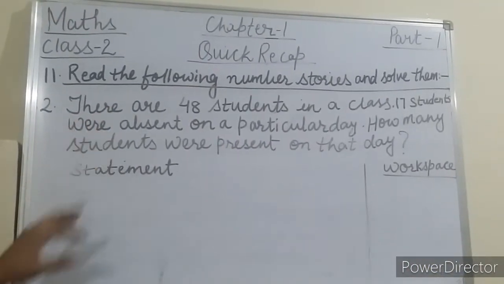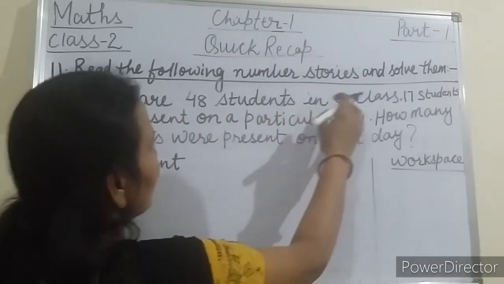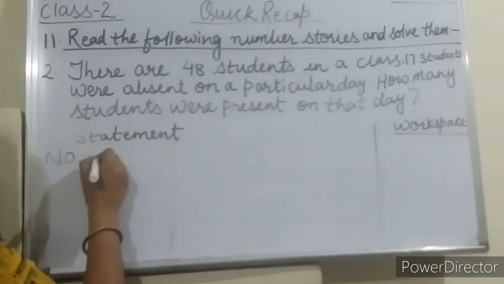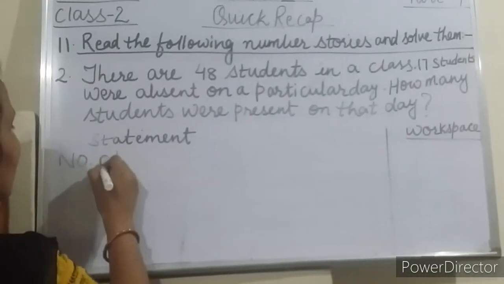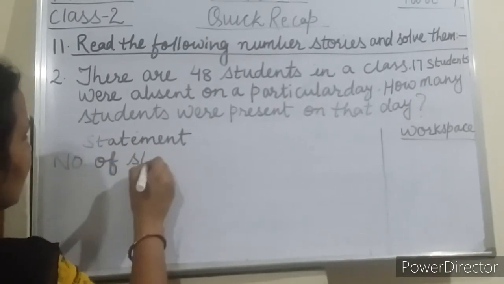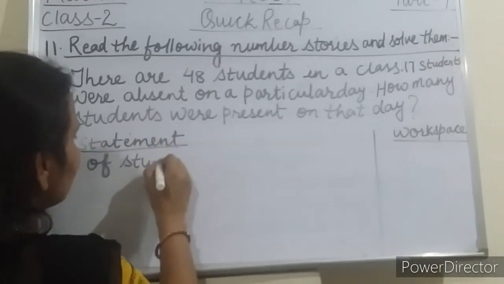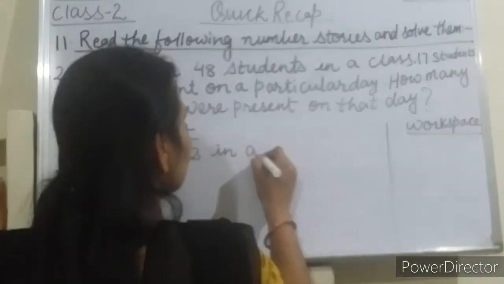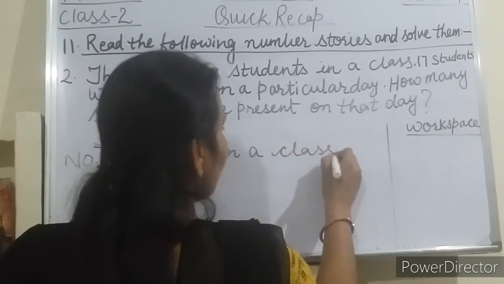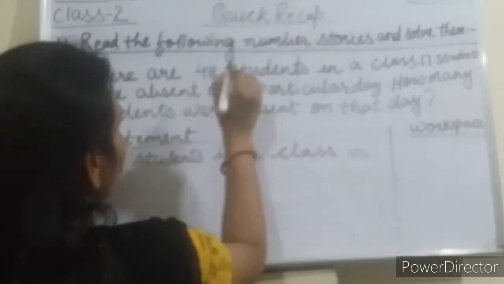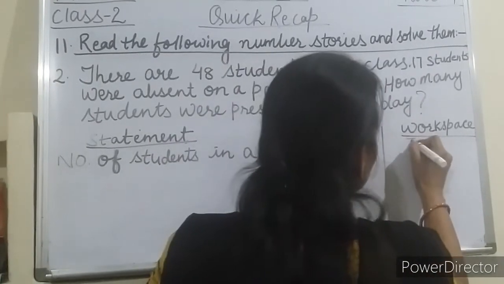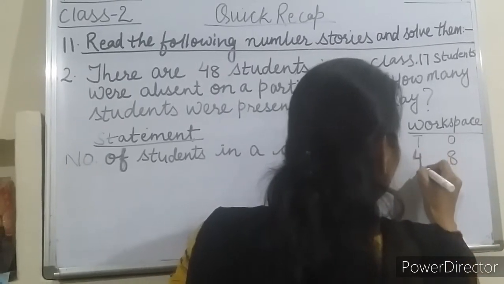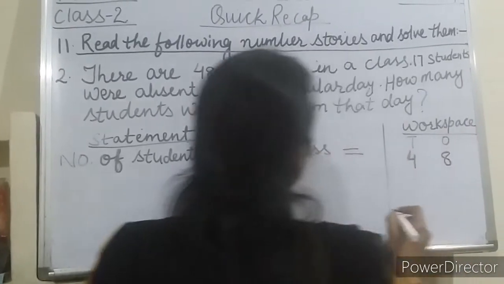So there are 48 students in a class. So what do you have to write? Number of students in a class. So how many students are there in a class? 48. So here we will write 48. Means here we will write 4, here we will write 8.